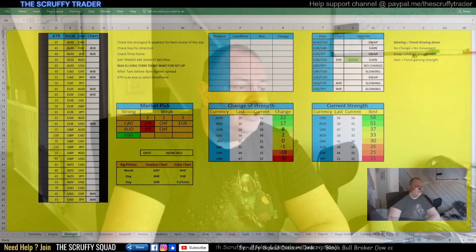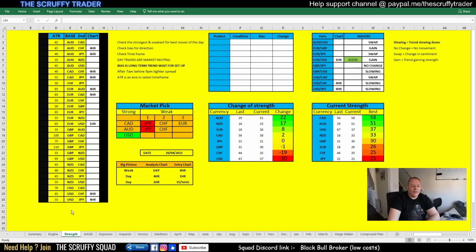I'm just finishing for the weekend and I've had a number of requests to see if there's an easier way to read the strength sheet. So I've stripped it down to bare basics and made it about as simple as I can get it for you. Okay. Now it's very, very simple.